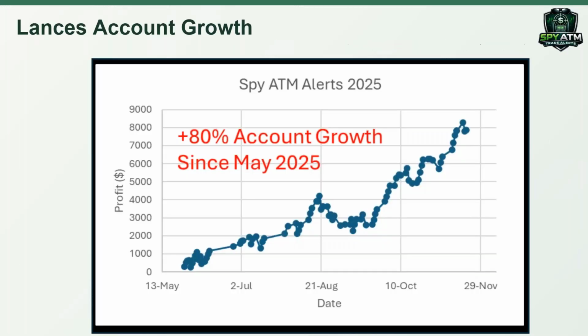Here's actually his account growth. He did a fantastic job last year, 2025. He started in May. You can see along the x-axis the dates, and on the y-axis the profits on his account. You can see it was pretty linear. There was a bit of a drawdown in August, you can see that in the dip. But overall, it was a fairly linear curve going up the right way in terms of profit. So that was his growth in 2025.